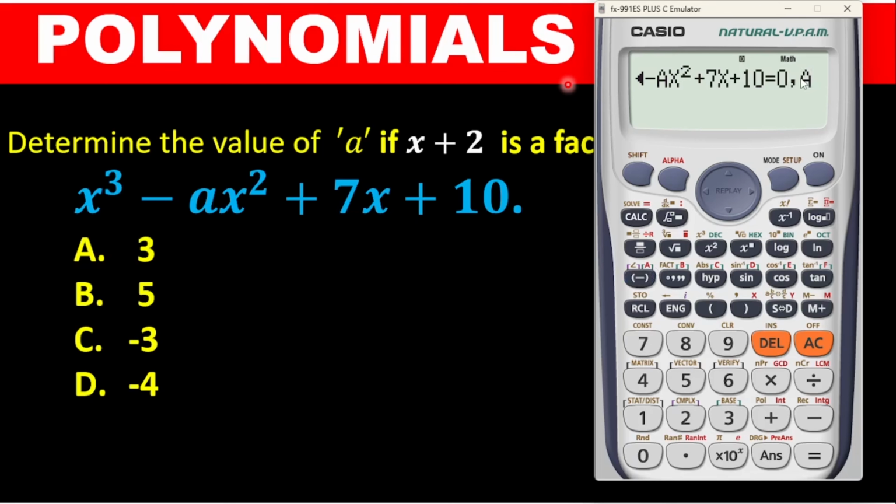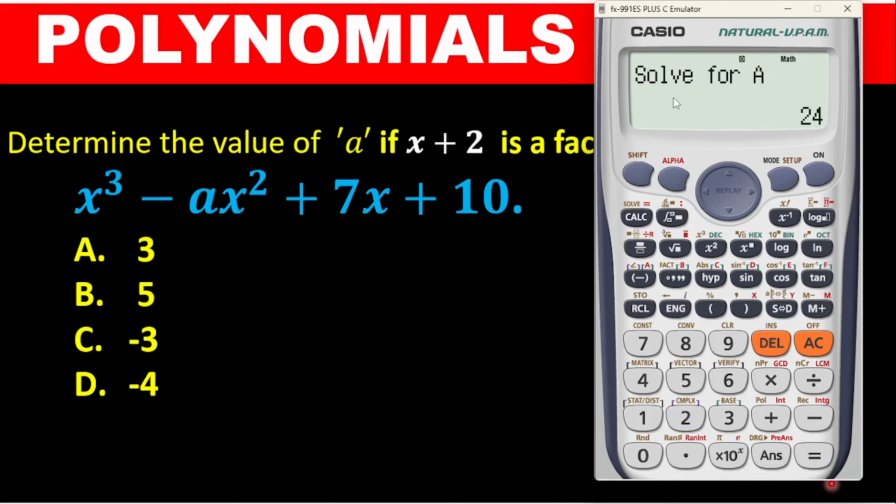And then the next thing to do is that you press shift and then you press the calc button. It will ask you what value of x are you going to use to find the value of A. Remember, to get the value of x, you must always look at the factor and then you equate the factor to 0. So the factor is x plus 2. When we equate this to 0, x is going to be negative 2. So the value of x that we are going to use is negative 2. So you press minus and then you press 2. Then you hit the equal sign button.